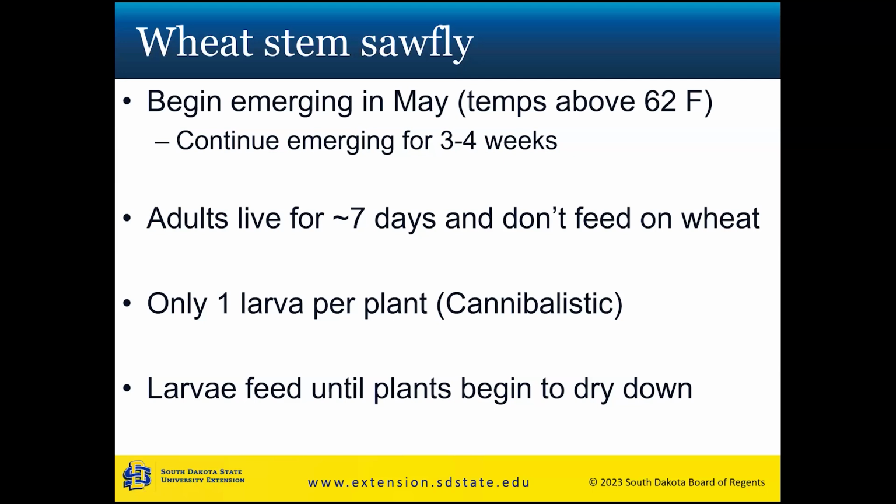Now, the wheat stem sawflies will begin emerging in May when temperatures get above 62 degrees. They'll continue emerging for 3 to 4 weeks after that. The adults don't live for an extremely long period of time. They live for about 7 days. They don't feed on the wheat, and so we don't worry about the adults a ton in terms of management, except for their laying eggs. You only have 1 larva per plant because they are cannibalistic, and the larvae will feed until the plants begin to dry down right before harvest.